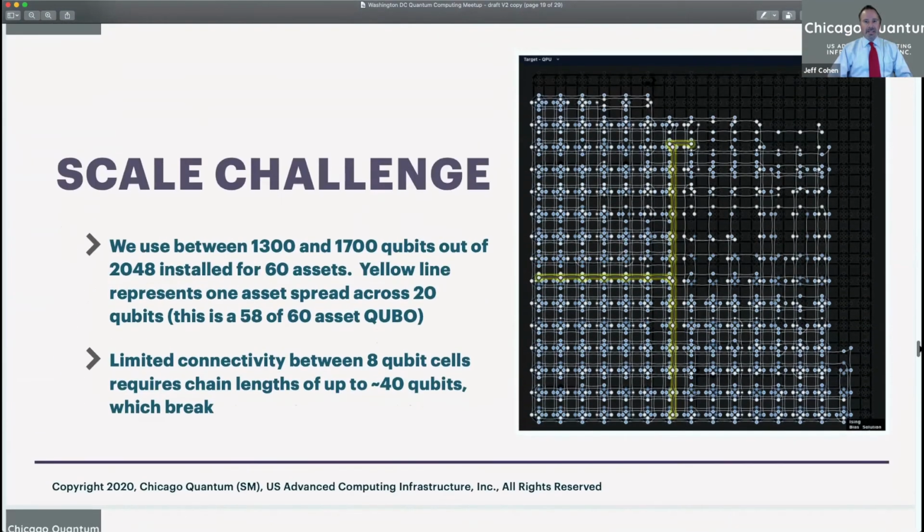The second is, and this is when we did 60 assets and we didn't know the limit was 64, we would actually plot the qubits that were holding the data for each stock. You draw this little yellow line, and you start to see that this line could be as many as 40 qubits to hold the data for one stock. In the whole map, you see these little circles with 8 dots in them. Those are the chimera cells for the D-Wave.